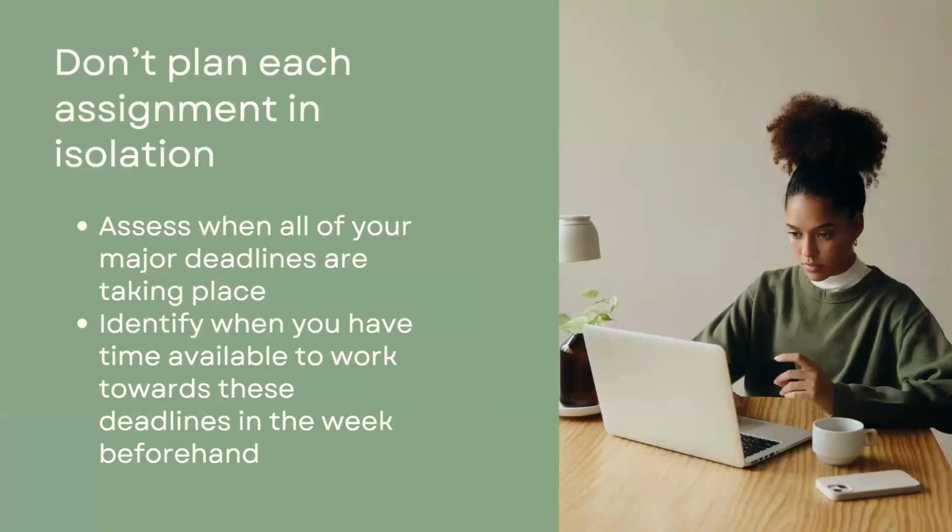One mistake that students make is that they plan each assignment on its own and they don't look at all of their assignment deadlines side by side. So, the first point that we want to think about is how you can avoid planning each assignment in isolation. The first place to start in coming up with a plan is to assess when all of your major deadlines are taking place and to identify when you have time available to work towards these deadlines in the week beforehand.